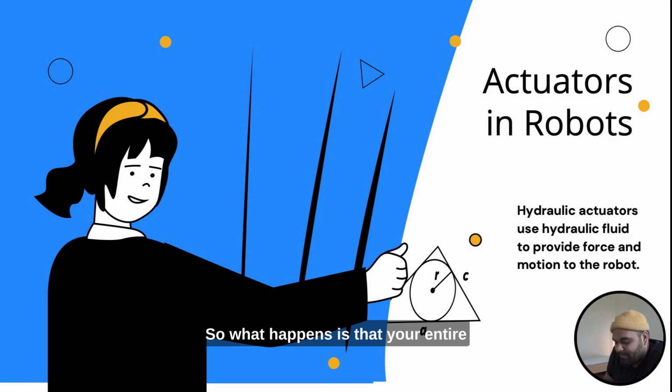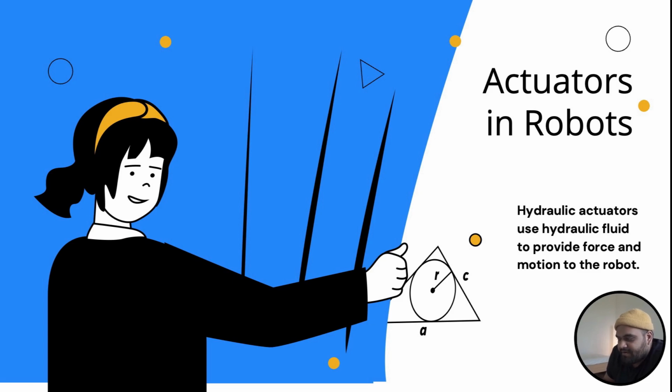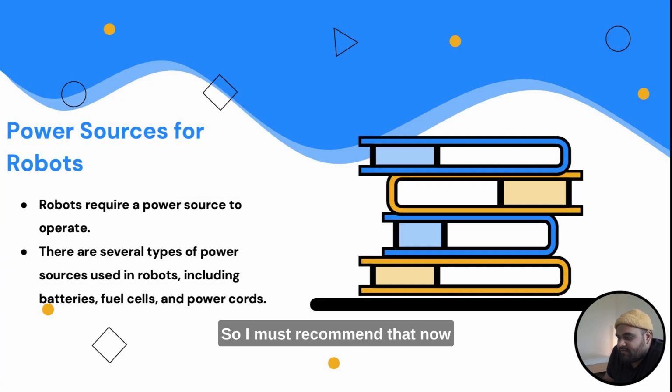Then you have hydraulic actuators, which use hydraulic fluid to provide force and motion to the robot. So your entire motion happens because of a hydraulic actuator. What does it mean? It means hydraulic actuators work with fluids, and you can use one when you want to lift extremely heavy stuff with a very small amount of area. Hydraulic actuators are pretty good at that, so I must recommend them.